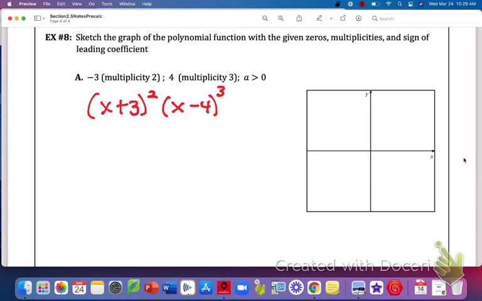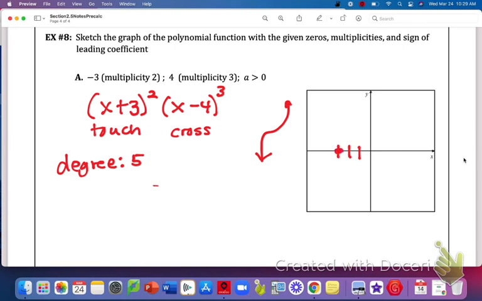So my degree of this whole entire thing is 5, because I'm just adding my exponents together, which is odd. So remember, odd graphs usually do this. And since it's positive, that's how my behavior is still going to stay. At x plus 3, since I have a multiplicity of 2, that means it's going to just touch the graph. At x minus 4, it's going to cross because it has a multiplicity of 3. Okay, and then let's mark those out. So negative 3, we're going to have something happening there, and 4, we're going to have something happening there.